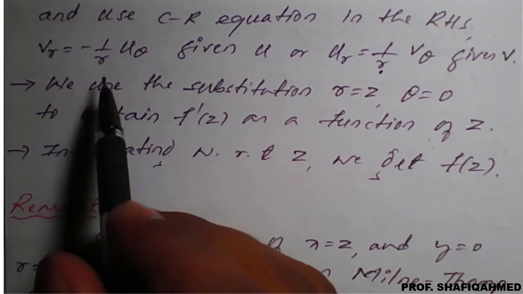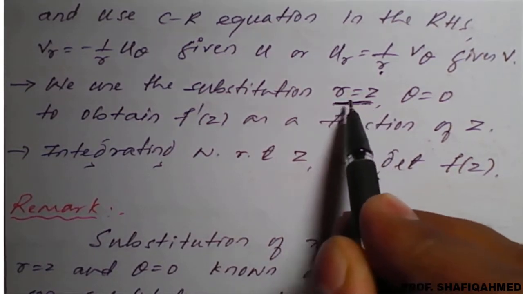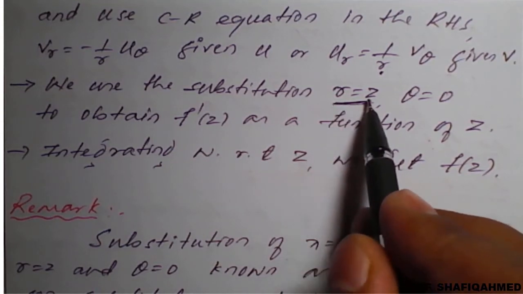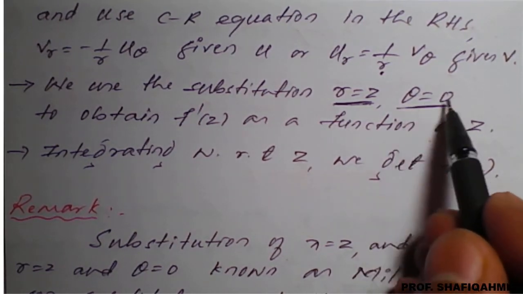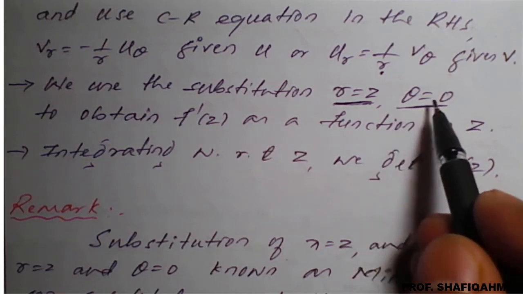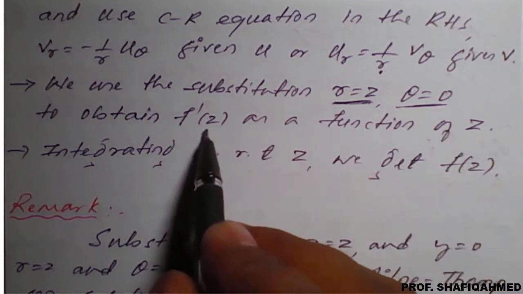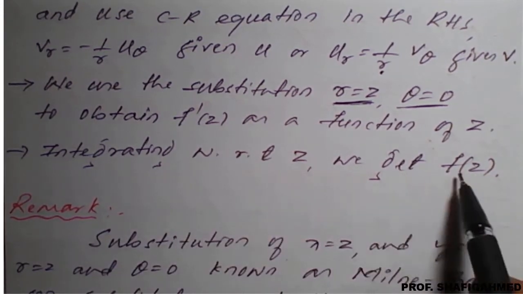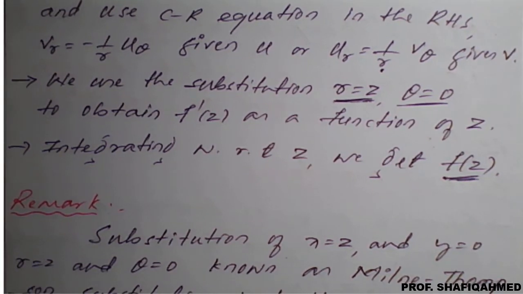Once you have substituted the values of the partial derivatives, in the polar form you have to replace r is equal to z. In the Cartesian form, x is equal to z we are replacing, but here r is equal to z we will replace, and theta is equal to 0. There y is equal to 0 we replace, and here theta is equal to 0. These are the two changes in the polar form. So once we get f dash of z in terms of z and 0, we integrate with respect to z and we get f of z.